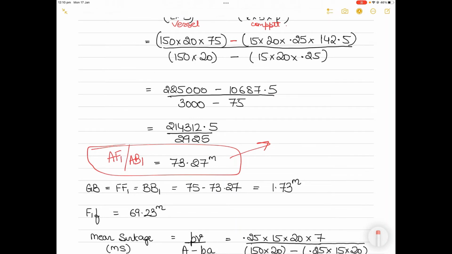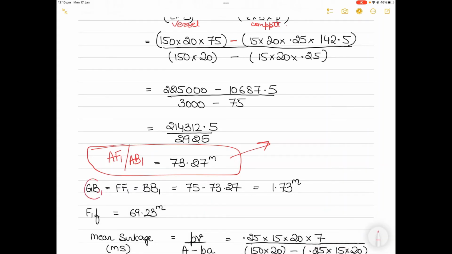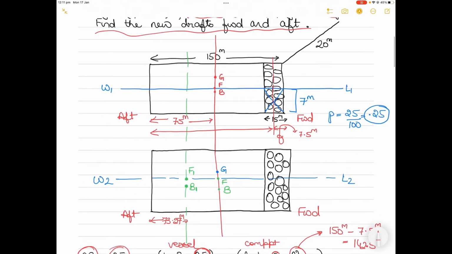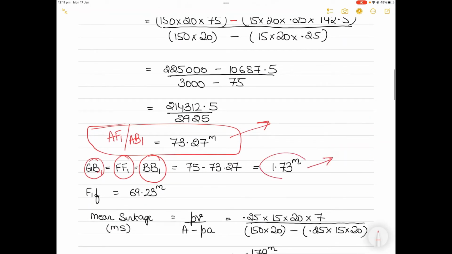So 73.27, and then you can ask yourself how much has the new center of buoyancy been displaced from the center of gravity, or the displacement of the center of flotation from the original value, or the distance of center of buoyancy from the original value. How much is that? Initially gravity, flotation and buoyancy were all located midships in the center, but now it's been displaced. So this distance here, how much is that? That is nothing but 75 minus 73.27, 1.73 meters.